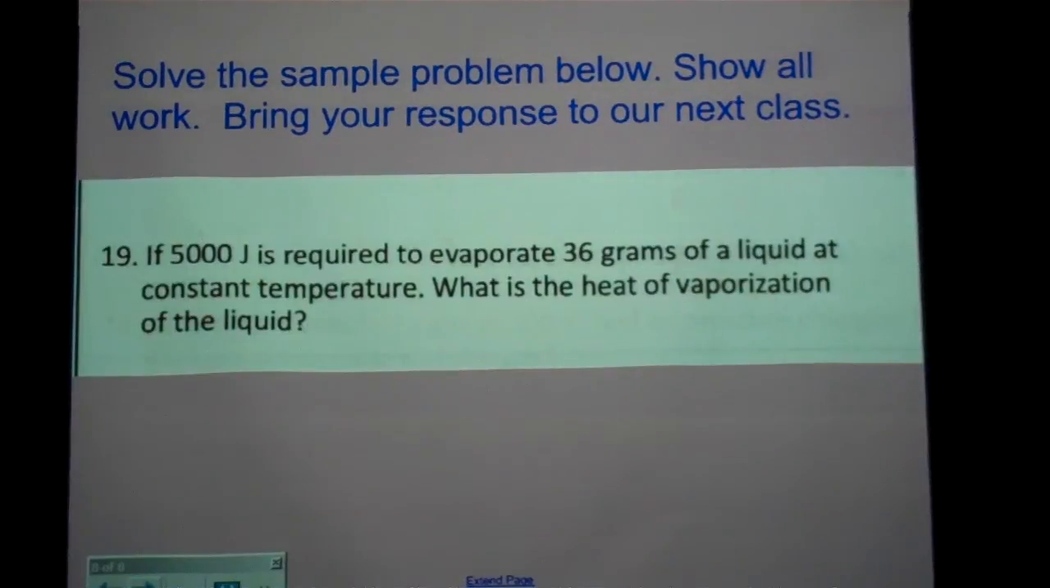So here's your sample problem. You're going to bring it to class on Wednesday. Question is, if 5,000 joules is required to evaporate 36 grams of a liquid at constant temperature, what is the heat of vaporization of the liquid? Make sure you calculate the entire answer, show the work, and we'll see you then.